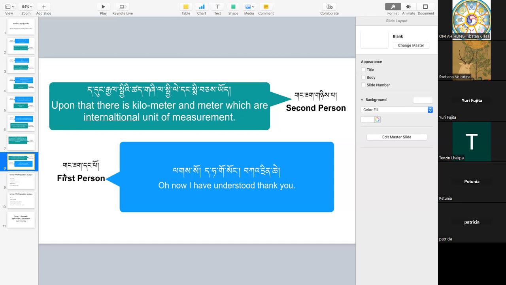Now the first person, lasso, taha kosong katinche. Okay, now I have understood. Thank you. The main thing that we have to understand in today's lesson is some of these terms which we use for kilometers and meters. If you ask me, if I use this term, will everyone understand me? Definitely not everyone will understand you, because for some of them these would be new words.